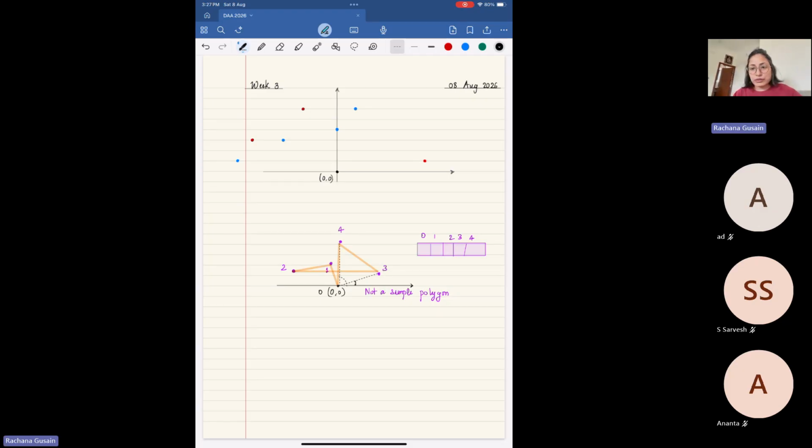This one has a larger angle. Then it must be point 1. And finally, I must have point 2. So when I say that I want to sort these points with respect to these angles, what essentially I want is, once I sort this array, 0 remains in its own position, right? Then the first point must be 3, then it must be 4, next 1, and finally 2. That is the kind of sorting I'm looking for.